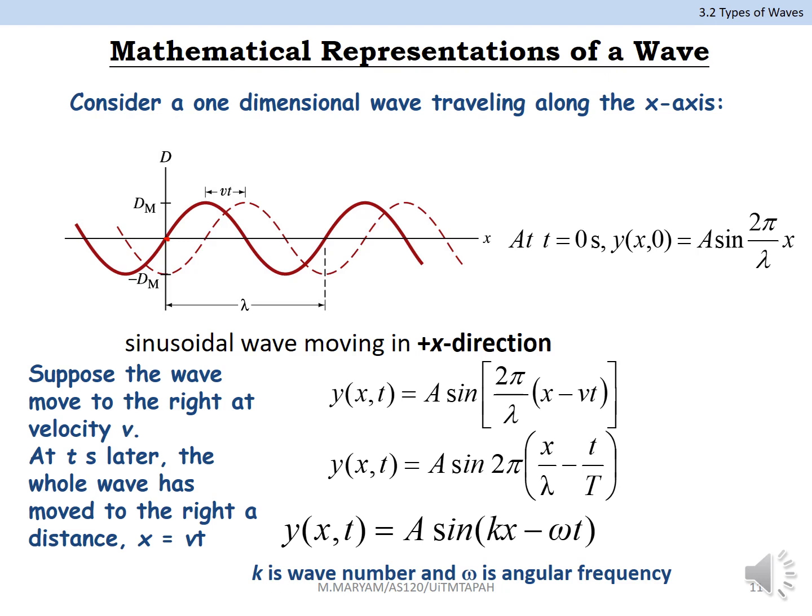Then simplify again by substituting omega equal to 2πf. Then we get the general equation of the wave traveling, which equals A sin(kx − ωt). k is the wave number and ω is the angular frequency. kx − ωt represents the phase.